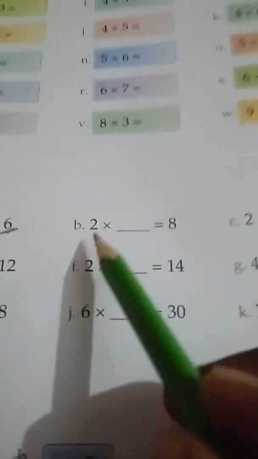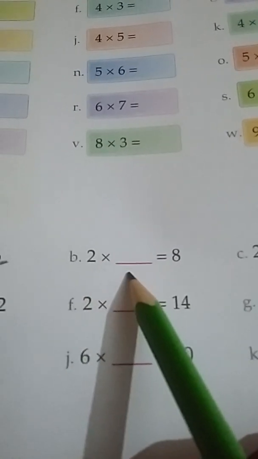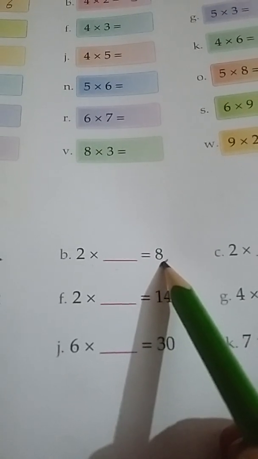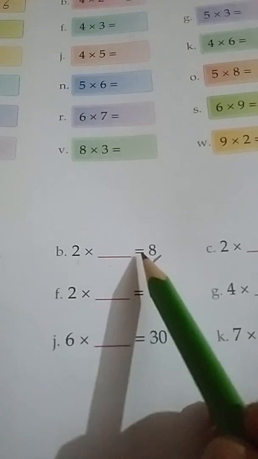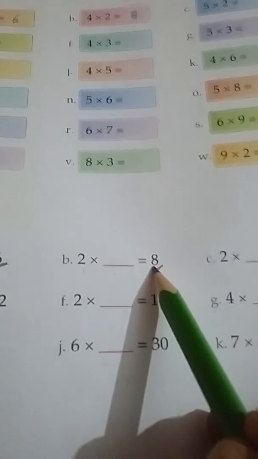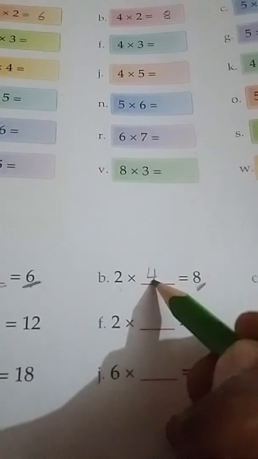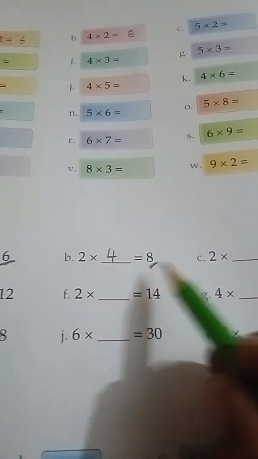Here again we can see 2 multiplied by which number will give us 8. So start reading the multiplication table of 2. 2 1s are 2, 2 2s are 4, 2 3s are 6, 2 4s are 8. 8 comes, means 2 4s are 8. So same, you have to complete this. One more I will do for you.